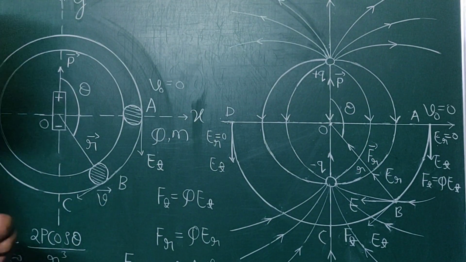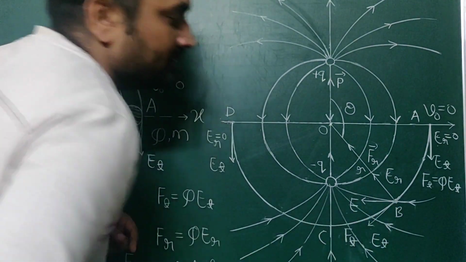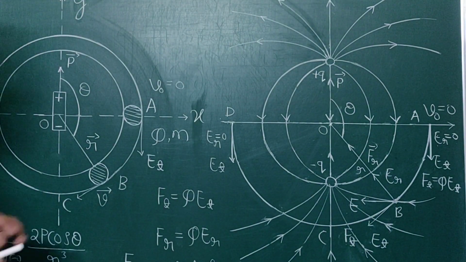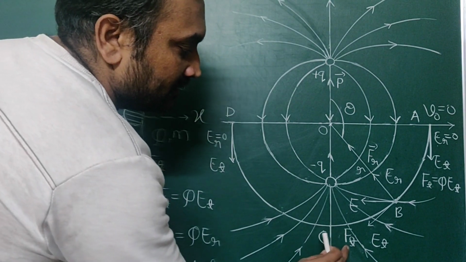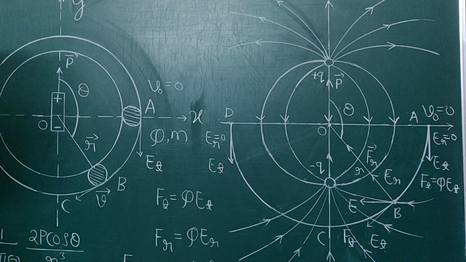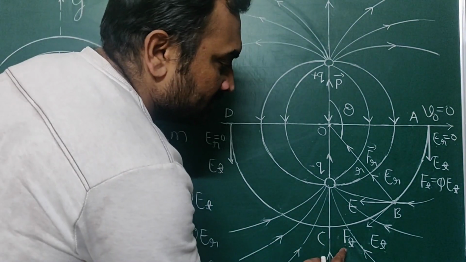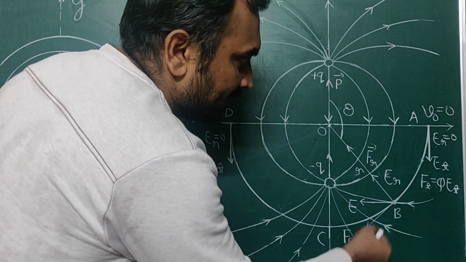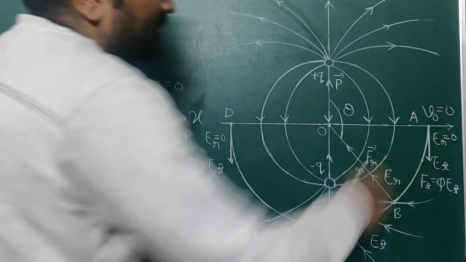Now at the same time, at point B, the bead experiences a tangential force due to the tangential component of the electric field. Now this force acts along the tangent at any point on the semicircular path.